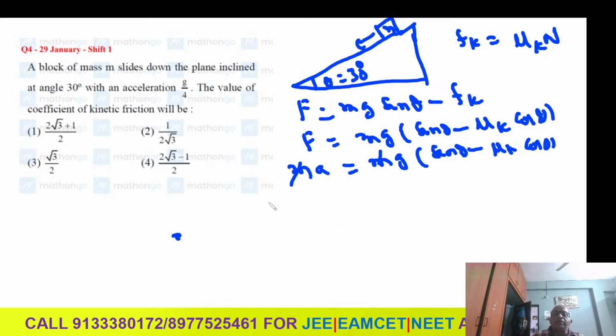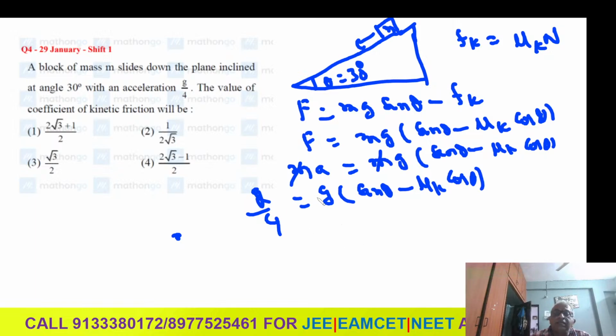The acceleration is given how much? G by 4. Acceleration is given as G by 4. G into sin theta, theta is 30 degrees. So sin theta minus mu k cos theta. He's asking for mu k only. You want mu k. G gets cancelled, you get 1 by 4 here. So 1 by 4 equals sin 30, which means half, minus mu k cos 30, which means root 3 by 2.